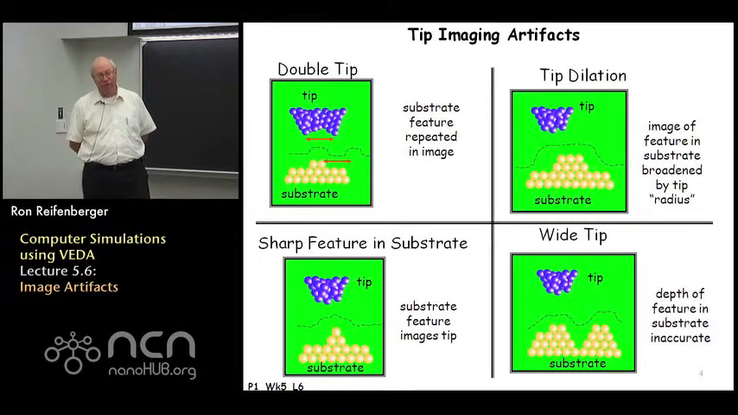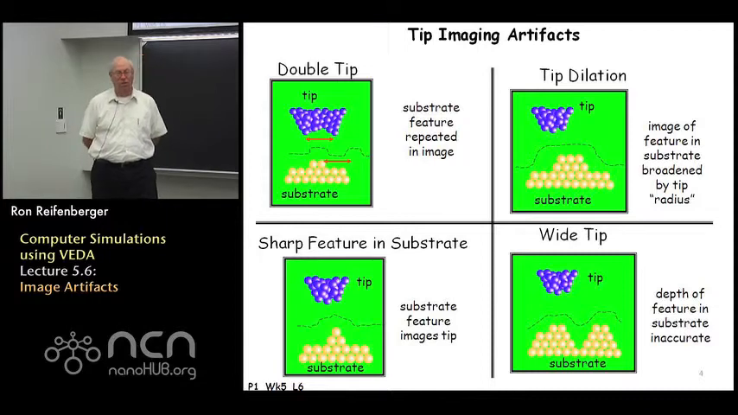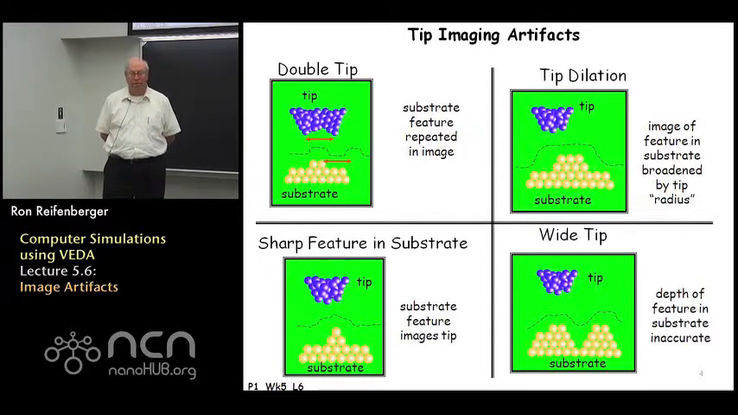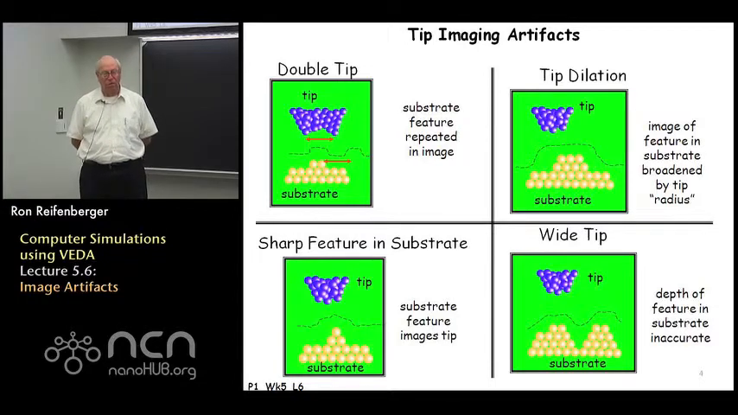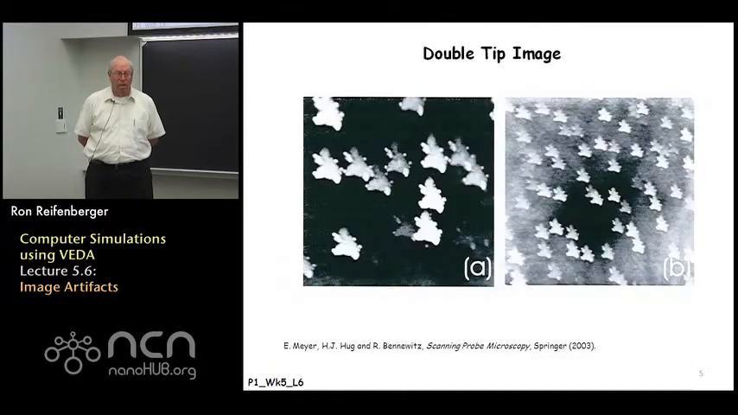And then lastly, if the tip is wide and you're trying to study a feature that's depressed, the depth of that feature could be completely wrong, simply because the tip does not have enough space to fit into and image properly the region between the two features on the substrate.